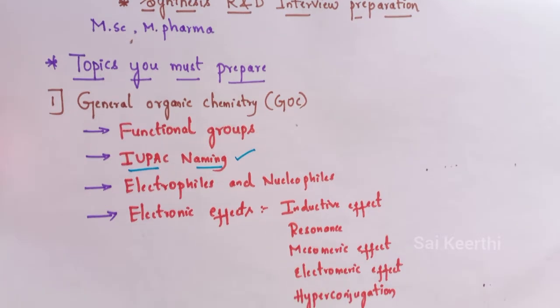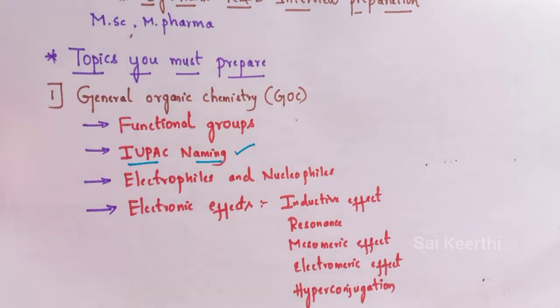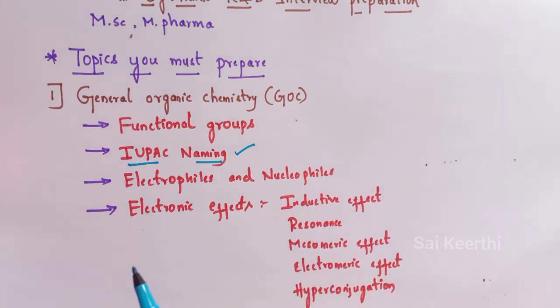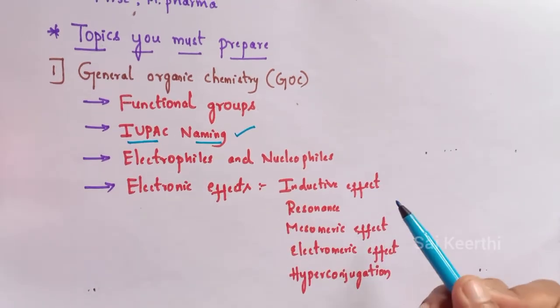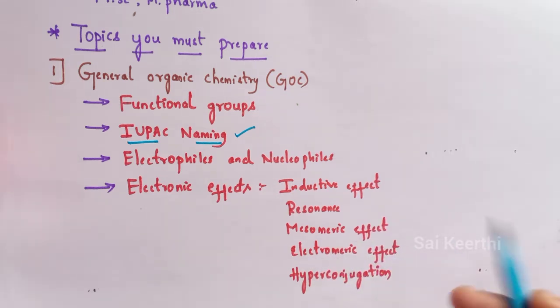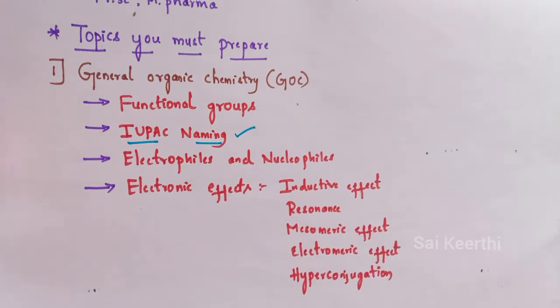Here, first of all, we have to know all the basics of general organic chemistry. Say it functional groups, IUPAC naming, electrophiles and nucleophiles, and electronic effects. Those are inductive effect, resonance effect, mesomeric effect, electromeric effect, hyperconjugation. These are all required. So you must have a solid knowledge on these topics.